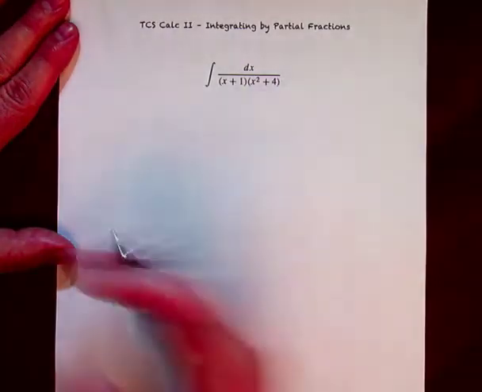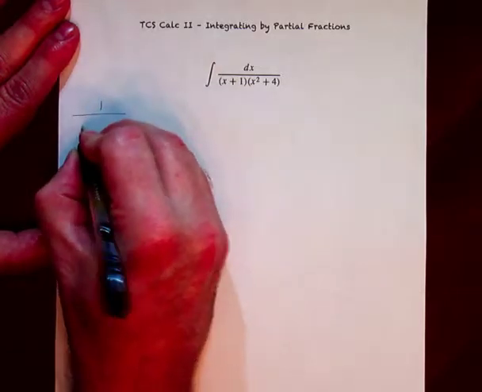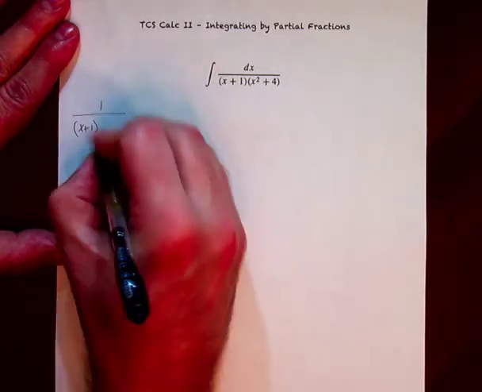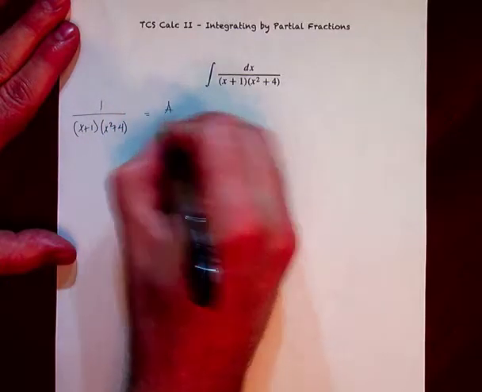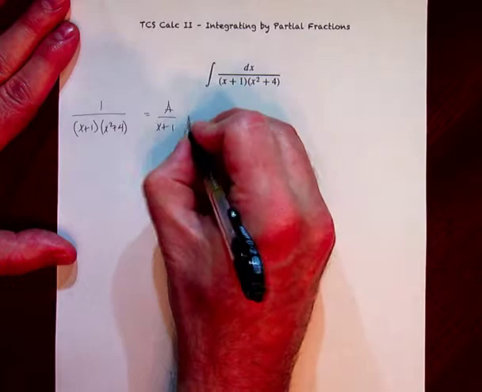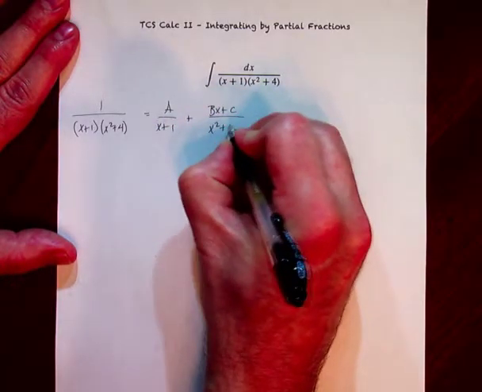We see that there's a linear and there's an irreducible quadratic. So let's go ahead. We have x plus 1 and x squared plus 4. Let's put an A over x plus 1 and a Bx plus C over x squared plus 4.